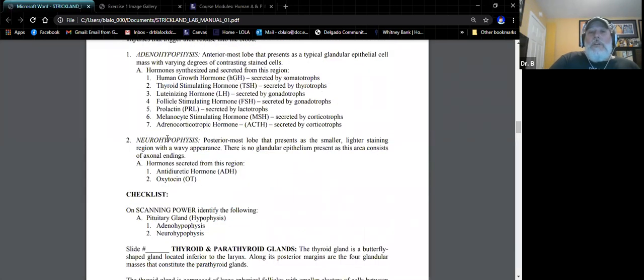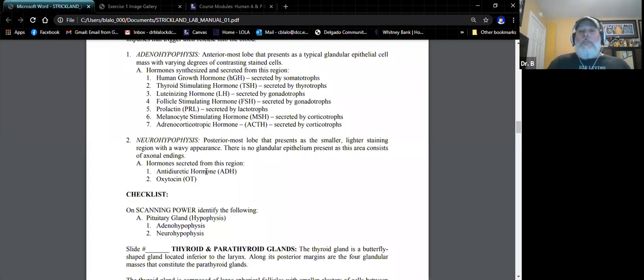Now, the posterior pituitary gland, again, it is lighter staining and smaller, and it's going to secrete 2 different hormones. Antidiuretic hormone. Antidiuretic hormone is going to affect the kidneys, and it is going to play a role in water reabsorption. And this is the hormone that is most greatly affected by things like caffeine and alcohol. Caffeine and alcohol are going to inhibit antidiuretic hormone, which is going to cause you to lose more water via urination, which is why when you drink excessive amounts of caffeine or alcohol, your urination frequency goes up.